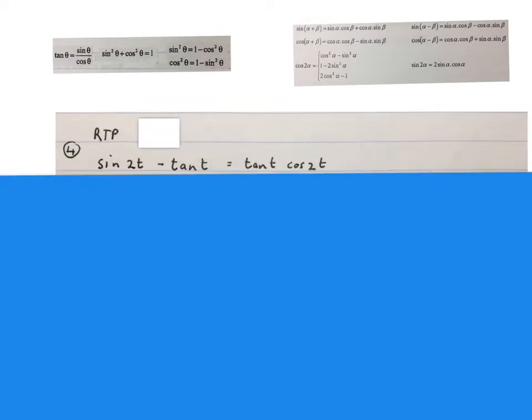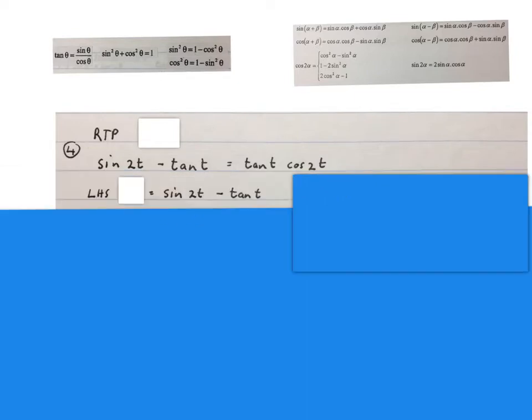So here is our fourth problem. We have to prove that this is equal to that. I especially put t's over here. Do not get confused by that. In this case, I started with the left-hand side again. I wrote left-hand side equals, and I copied this down.